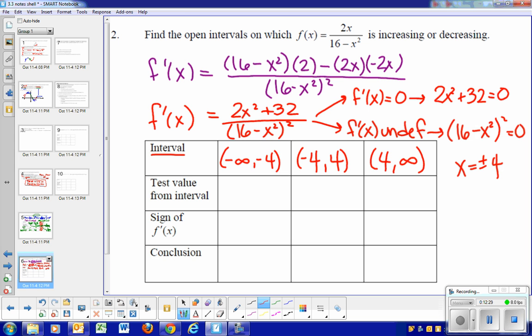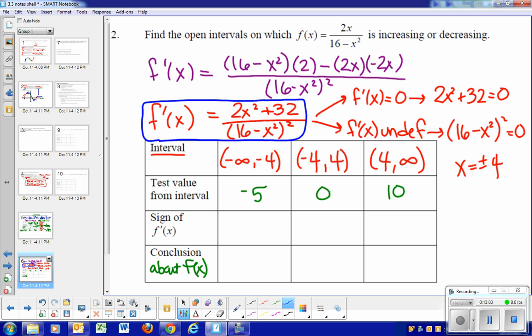Notice I do write my intervals from smallest to largest. I'm imagining the number line as I write those. I'm going to pick a value from each interval. Okay, so I just picked some numbers from each one. I do like picking 0 because I think it's easy to calculate. And understand here, I want to figure out the sign of my derivative so I can write a conclusion about my original function. Okay, all of those numbers that I wrote in green are going to be substituted into this derivative. Okay, and I'm not going to worry about the actual number. I just need to know positive versus negative.